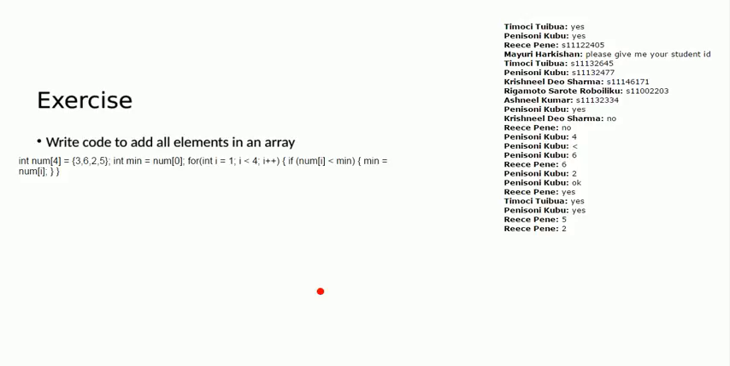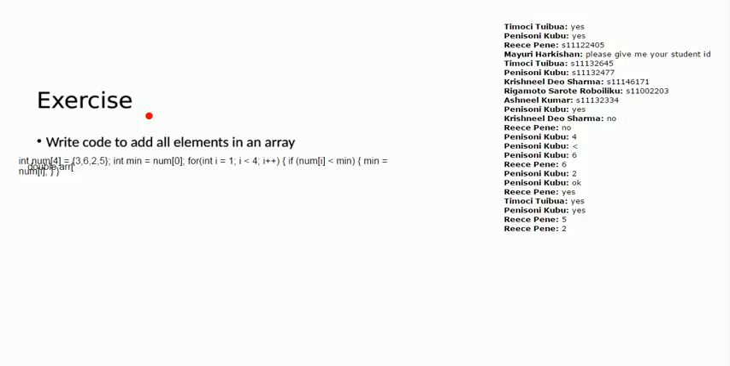Write code to add all elements in an array. It's an addition question. How will you add all elements in an array? Interesting, right? Once again, the same concept will be used. Let's say we have an array of int, or double, it doesn't matter, right? So we'll just have an array of double, and name it, let's say, R.